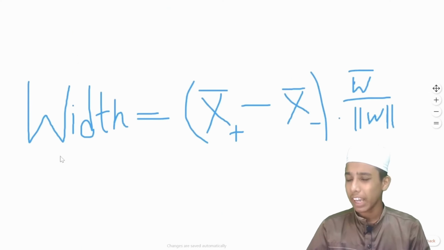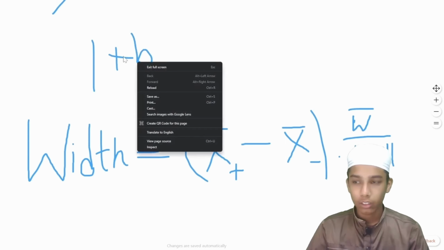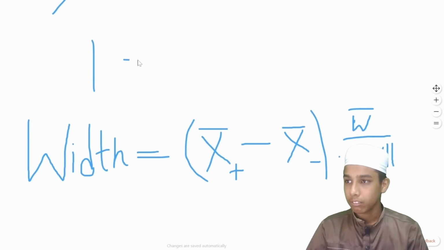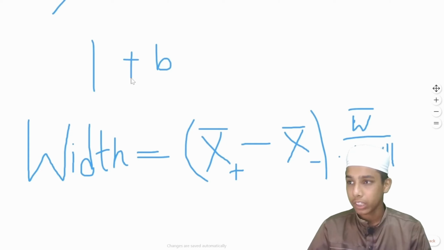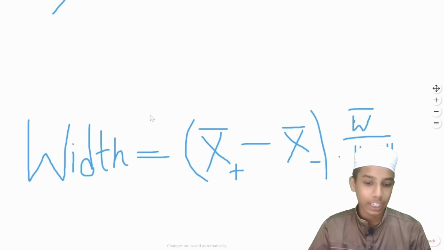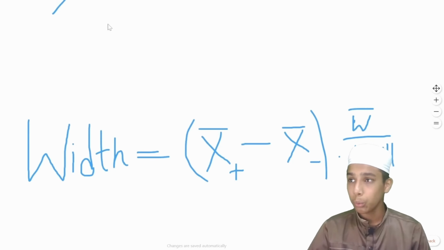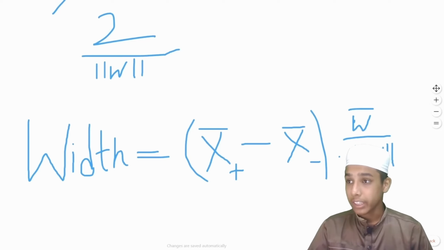As you can see here, we have the width. Now what if I find the value of x plus with the algebra? If you do something like that, then we are going to get 1 minus b. But if you do it for the x minus, then we are going to get 1 plus b, right? Now if we work the algebra for the whole equation, then the entire equation comes down to being 2 by the norm of vector w, something like this.